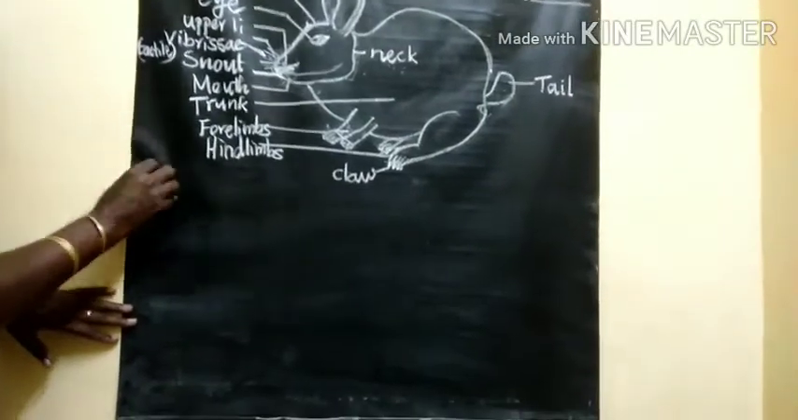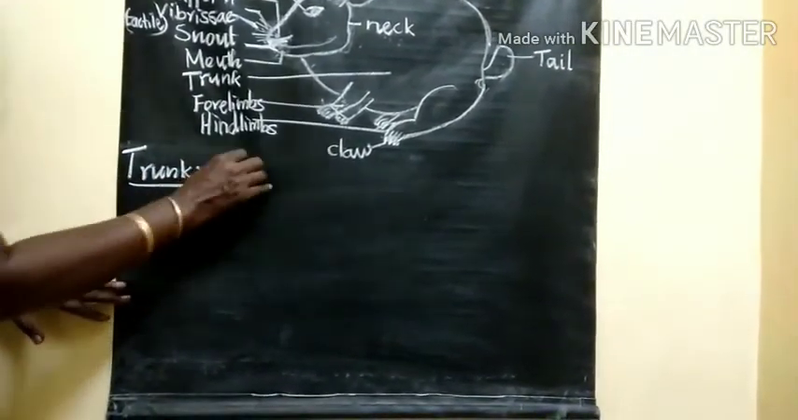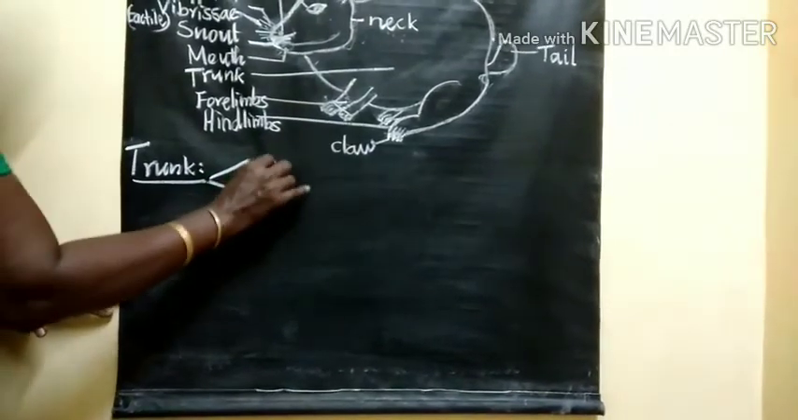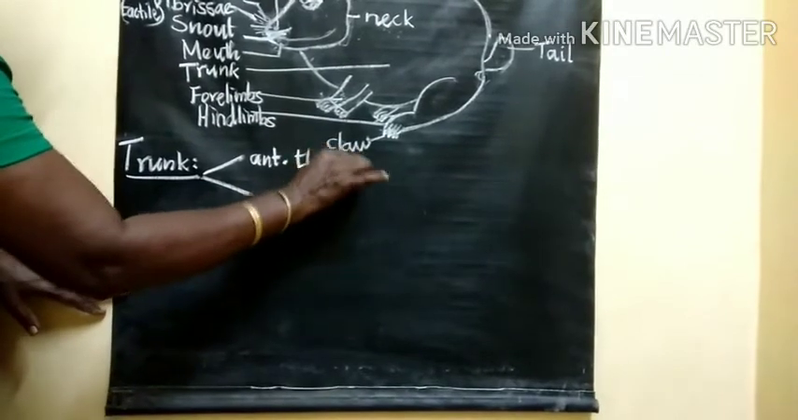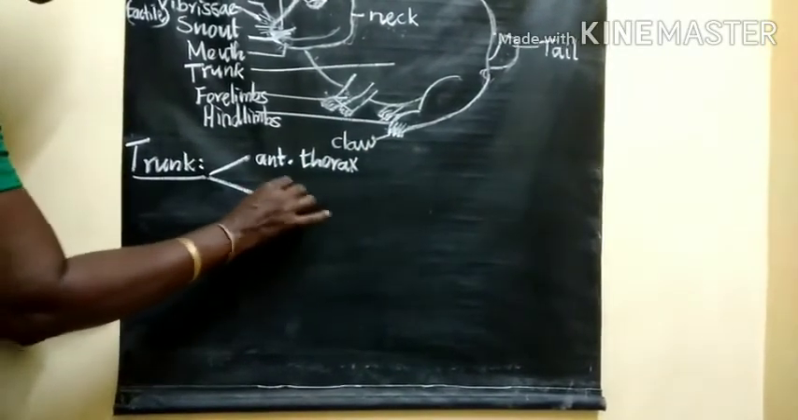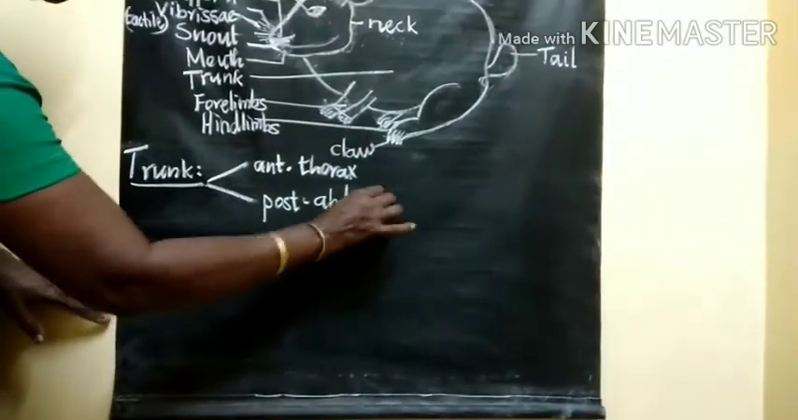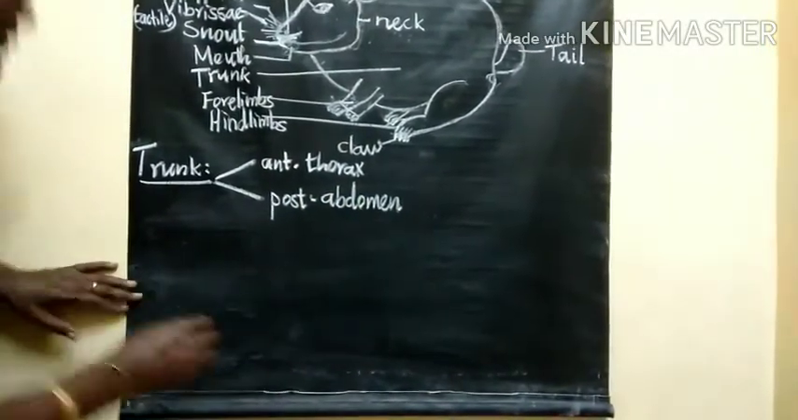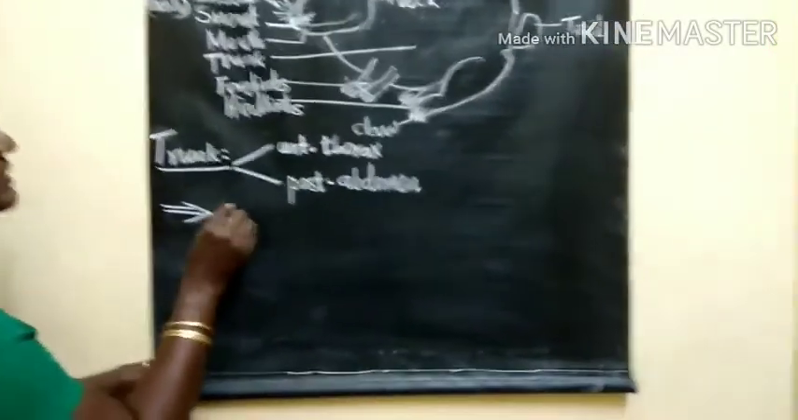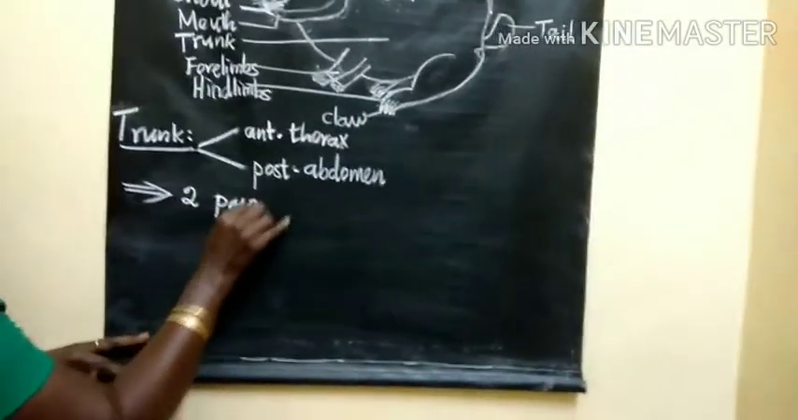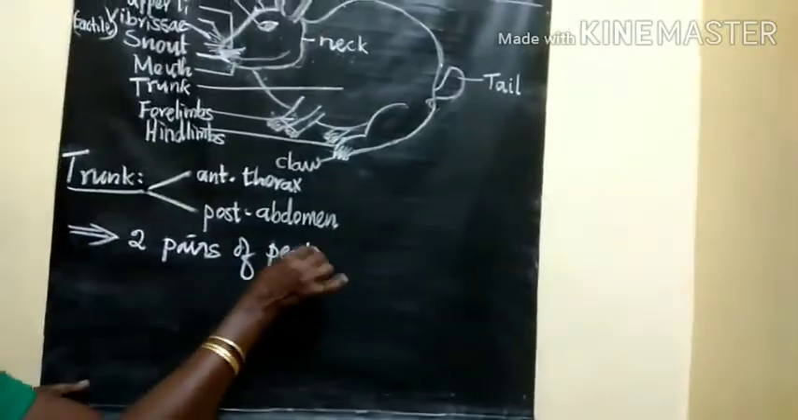So let us describe the trunk region. The trunk is divided into anterior thorax, that is the chest part, and the posterior abdomen. It is provided with two pairs of pentadactyl limbs.